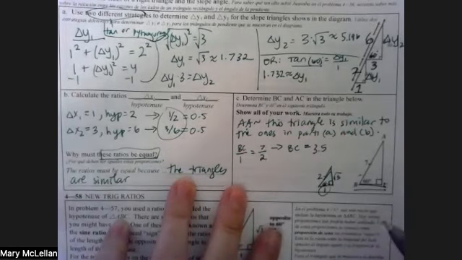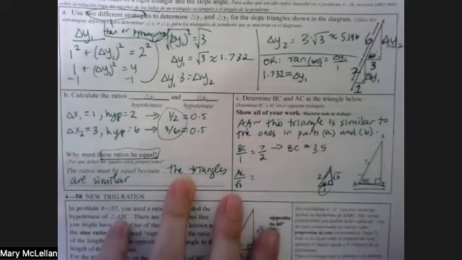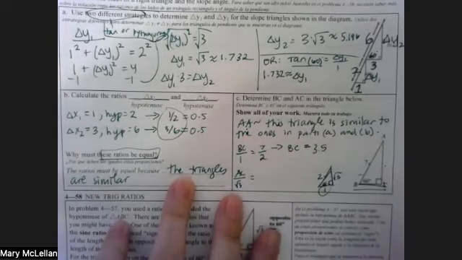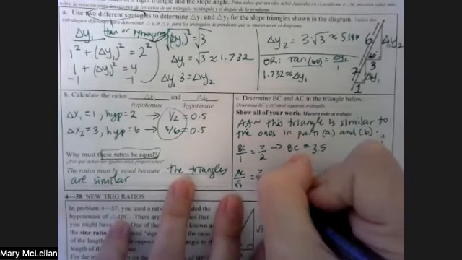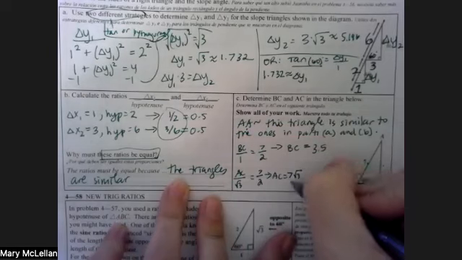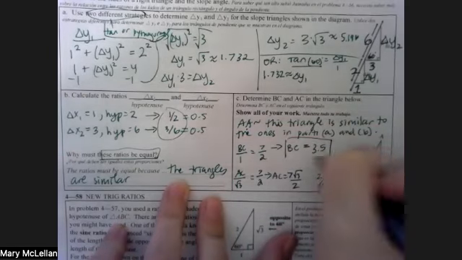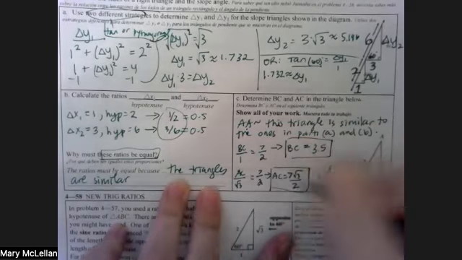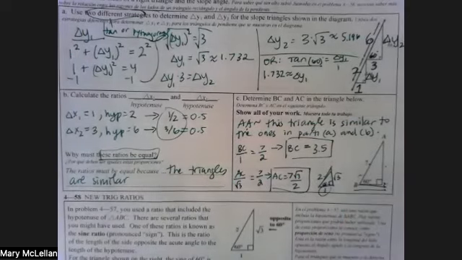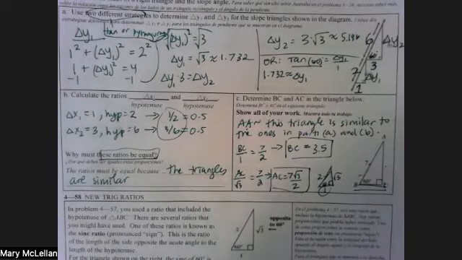Now I can do AC. AC divided by the square root of 3 is equal to 7 over 2. So AC is equal to 7 times the square root of 3 over 2. You might write this as a decimal, in which case you would take √3 divided by 2 and multiply that by 7.